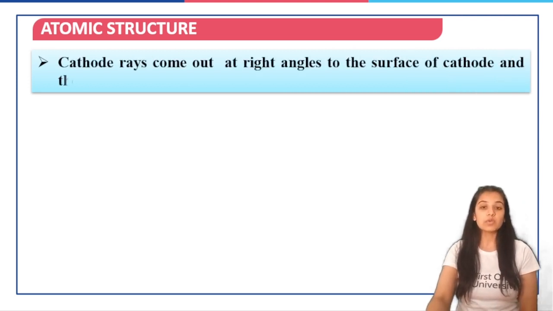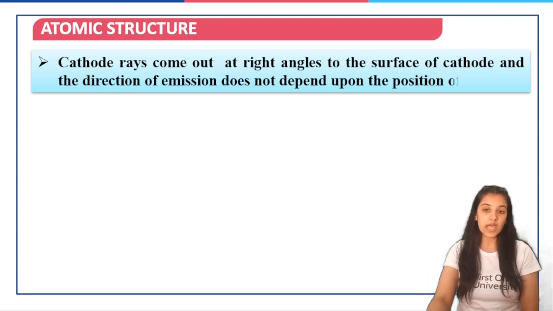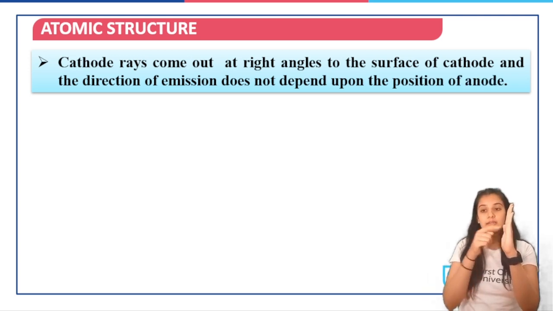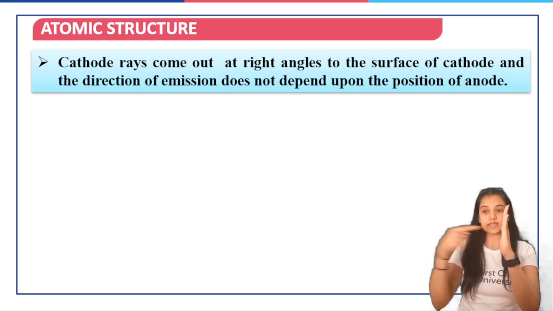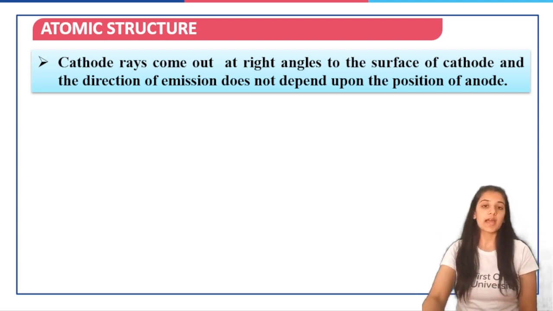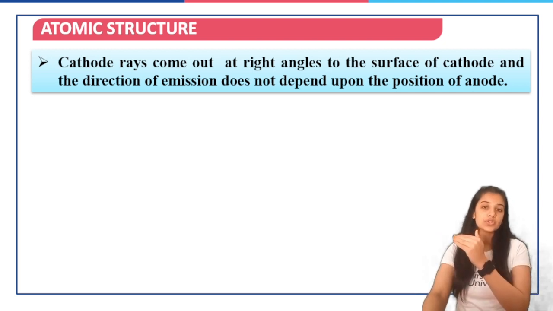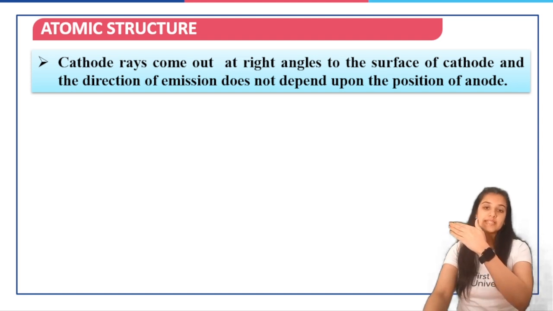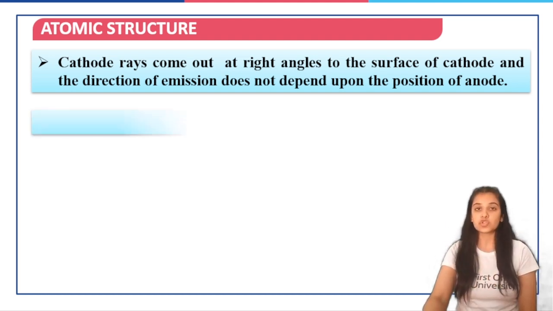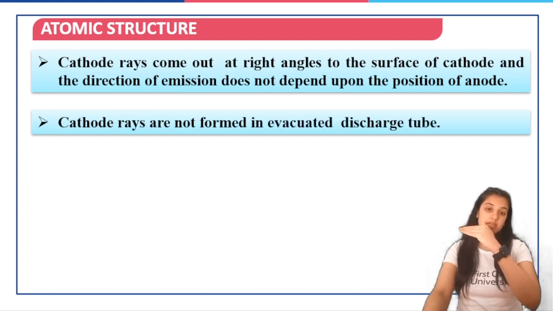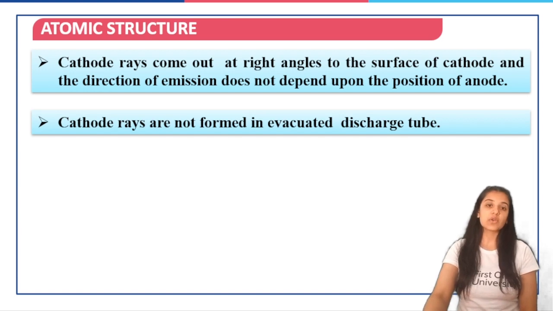Cathode rays are going to come out at right angles to the surface of the cathode. So, say this is the surface of the cathode, the cathode rays are going to come out like this, at a 90-degree angle. The direction of emission, the direction in which they are going to move towards the anode, will not depend on the position of the anode. It's not like the anode is pulling them. They are going to move in a straight line because of the absence of electric field or magnetic field.